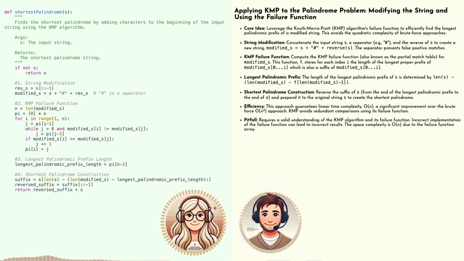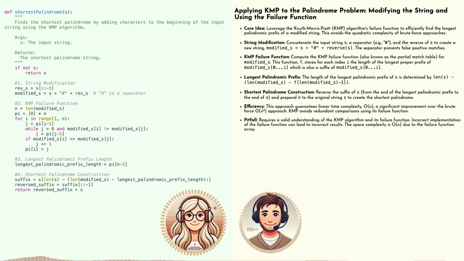The magic lies in the last element of the failure function. It tells us the length of the longest suffix of our modified string that also matches a prefix. And this, my friend, corresponds directly to the longest palindromic prefix of our original string. Wow, that's pretty clever. So in our ABCD#DCBA example, the KMP algorithm would tell us that the longest palindromic prefix of ABCD is just A, since that's the only part that matches at both the beginning and the end of the modified string. Exactly.